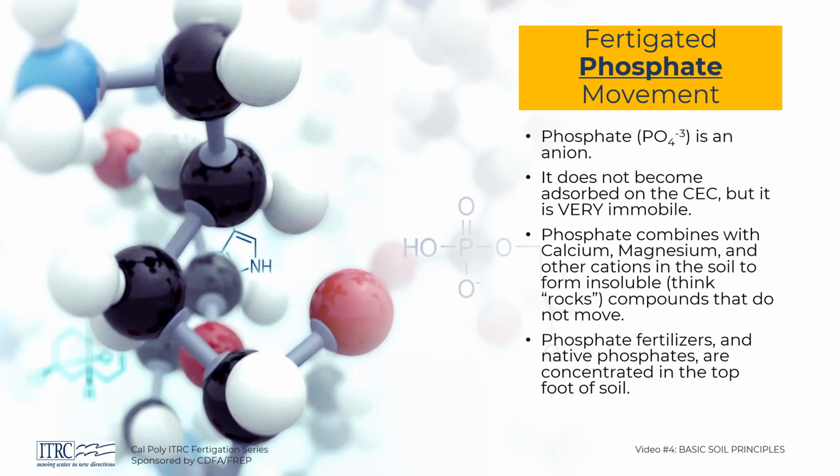So that's one reason most phosphate fertilizers are on the top foot of the soil. And what happens with the native phosphates that were in the soil, they're taken up by the roots. They go into the leaves, fall down on the ground. Those phosphates then that were in the leaves stay on the top of the soil, and that's why they gradually concentrate in the top foot of soil.